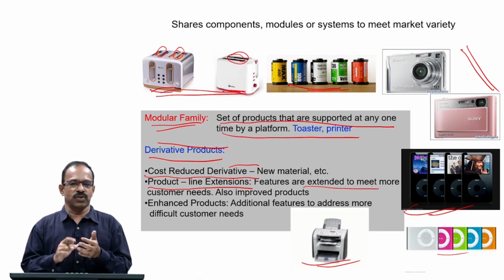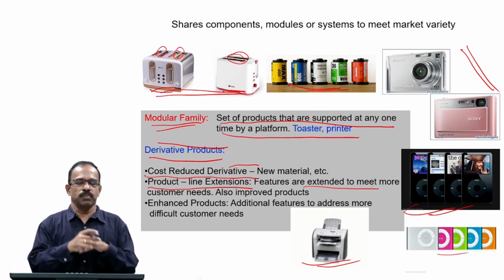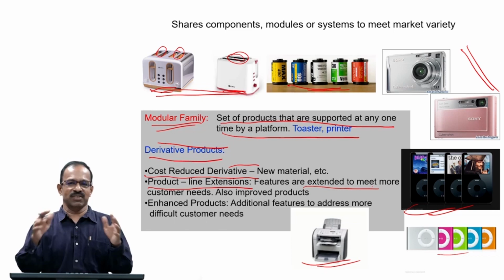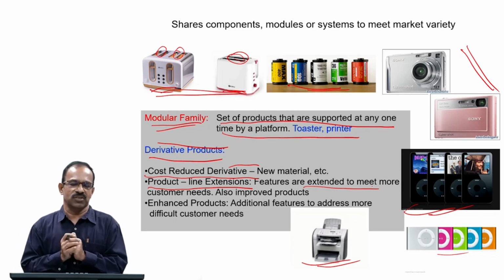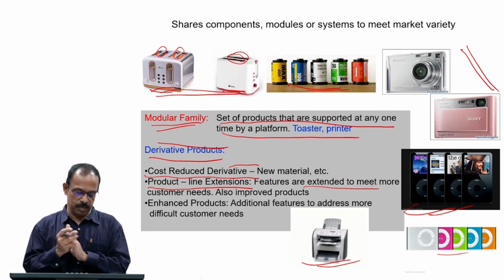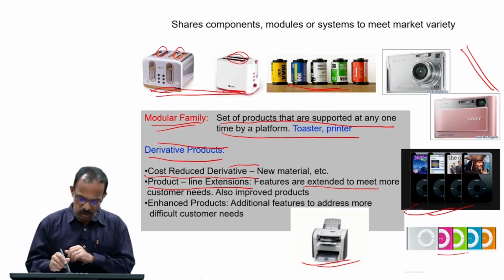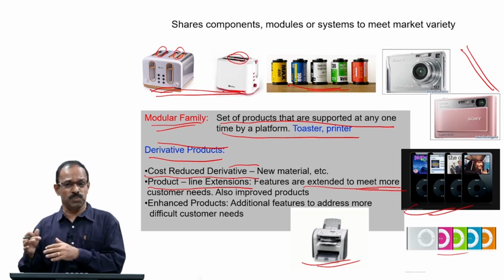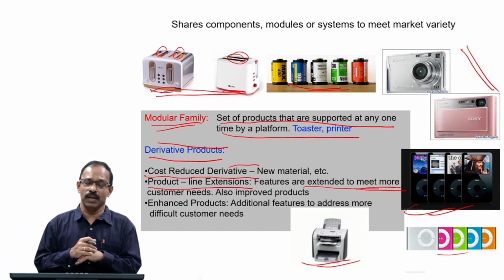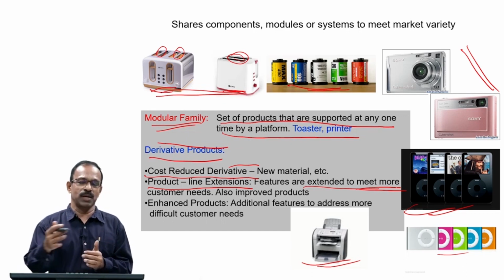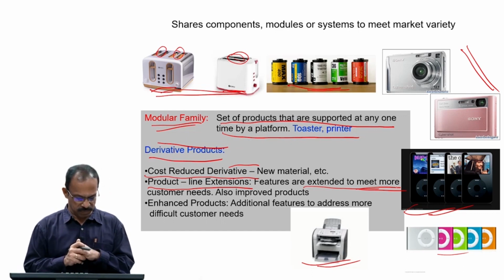Like washing machines, you can have different capacity washing machines. Many things can be common, but only the motor and the drum size and things can be changed to get various capabilities or capacities. That is the product line extension. This is basically to meet the customer needs, because customers will have various requirements, and by providing this kind of variants you will be able to satisfy those customers.